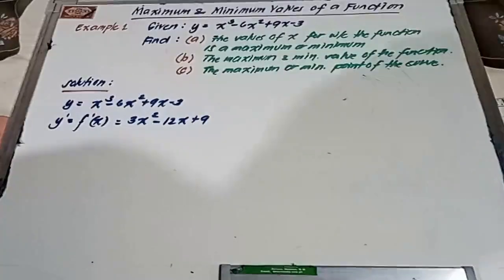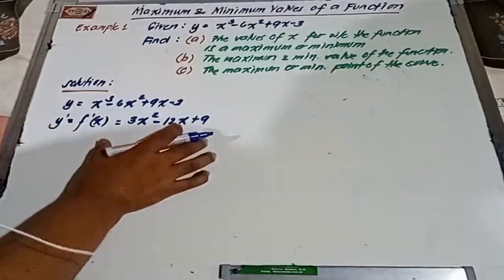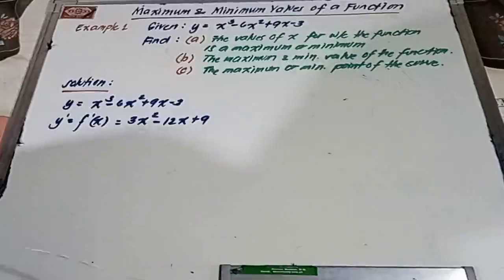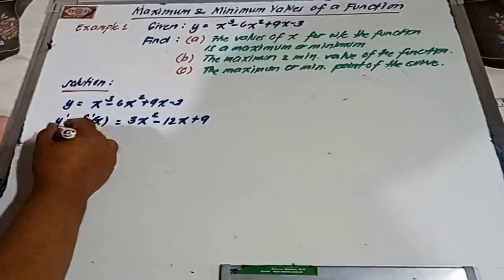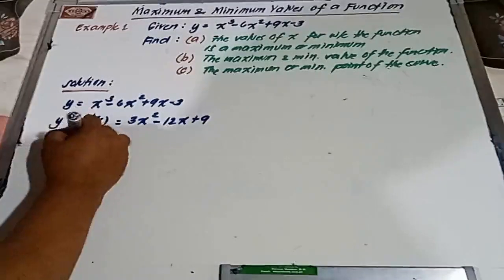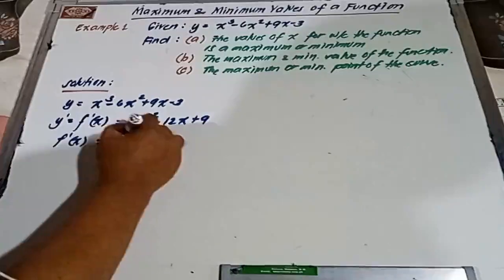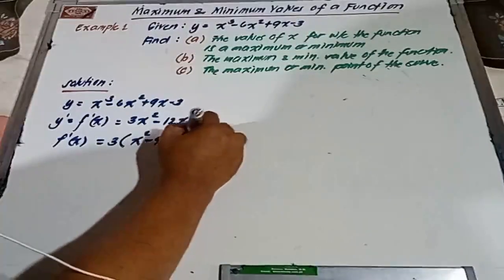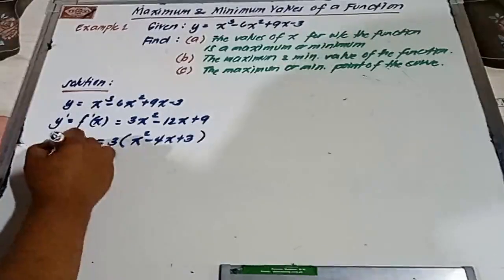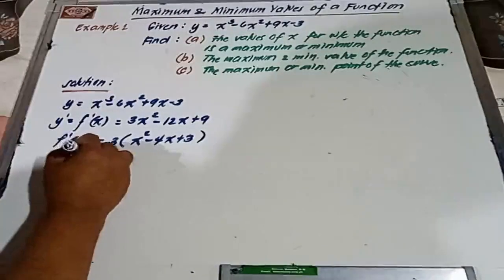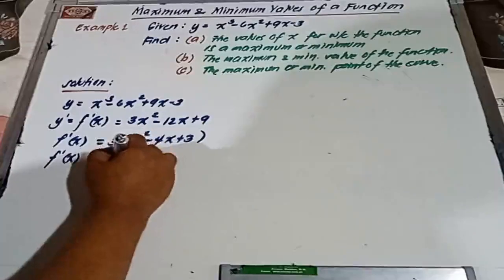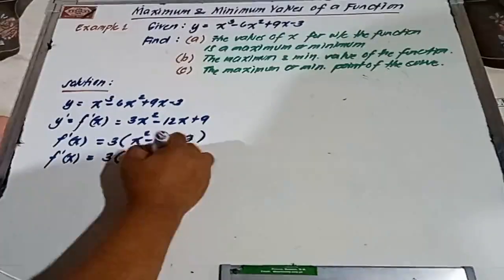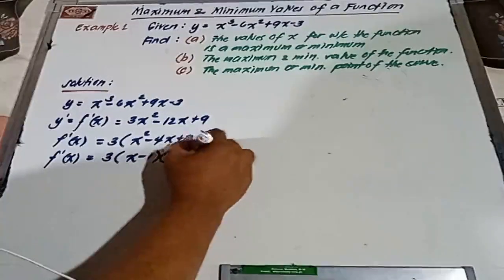Now, kunin natin yung critical values. Okay? Tulad ng ginagawa natin sa increasing and decreasing functions. So, we have f prime of x equal to, factor, we have 3 times x squared minus 4x plus 3. And then, factoring, we have f prime of x equal to 3 times x minus 1, x minus 3.